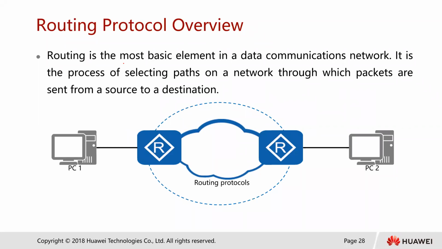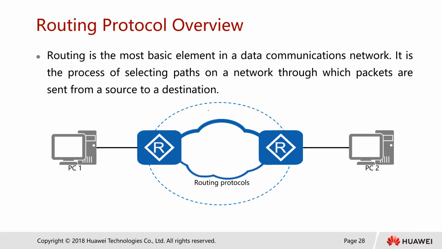So the routing protocols. Routing is the most basic element in a data communication network. It is a process of selecting paths to a network through which packets are sent from one source to a destination. So we are looking at routing. It is a protocol that is concerned with selecting the path. Like, which path should we take? How are we going to make sure that these packets are not going to keep on looping and looping forever?